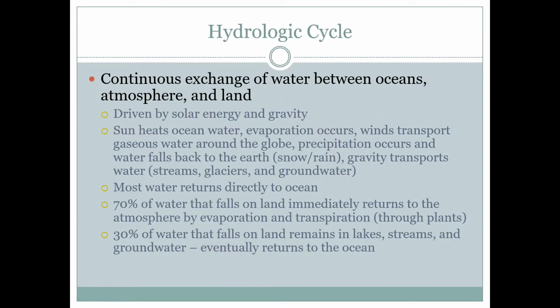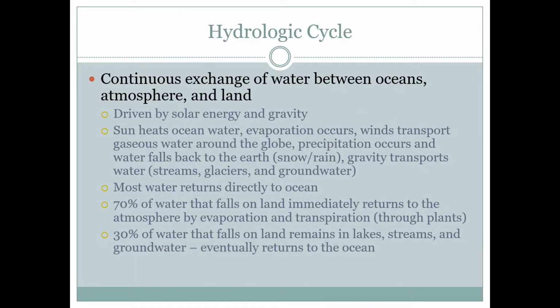Here's how a typical cycle goes. The sun heats the ocean water. Evaporation occurs at the ocean surface. So water goes into the air. The wind transports this gaseous water around the globe. Precipitation occurs. The water falls back to the earth at some place. Snow, rain, that type of thing. Gravity then transports that water downstream via streams, glaciers, and groundwater, eventually bringing it back to the ocean. But most water returns directly to the ocean. What that bullet means is that most of the time evaporation occurs, and then precipitation occurs right back into the ocean. So a lot of times that cycle is completed very, very quickly.